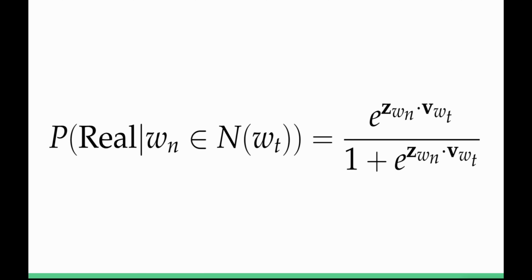This looks really complex, so let's talk it through. The sigmoid is used for binary classification. If the dot product between the current word and the neighboring word is high, then the probability that they're a real pair approaches 1, which makes sense. And if their dot product is low, then the probability that they're a real pair approaches 0.